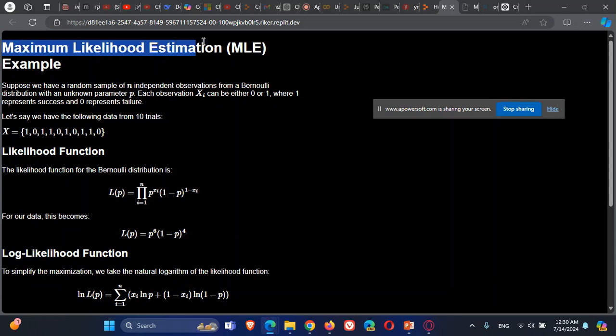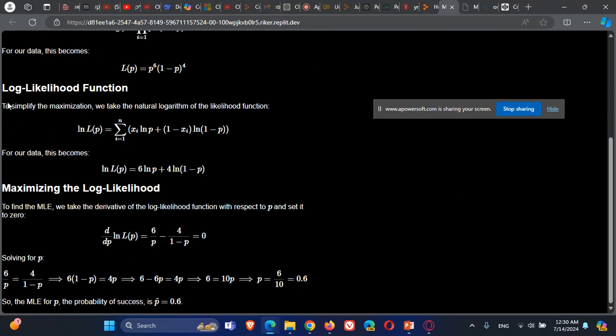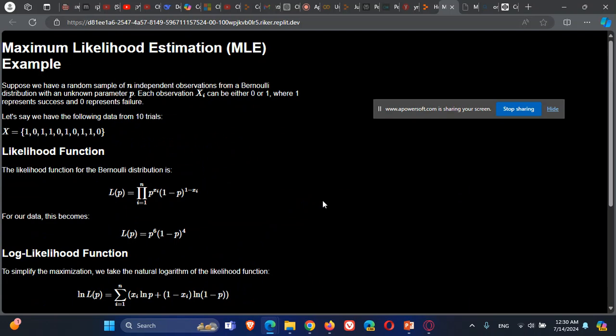So we saw how we use the maximum likelihood estimation with the log likelihood function to get a more convenient function to take the derivative of, and then we took the derivative and got the result. So the MLE for p, the probability of success, is p equals 0.6 in this specific example with this specific observed data.